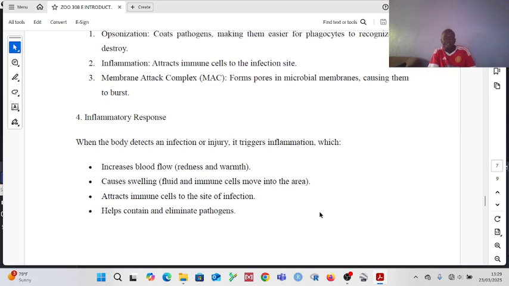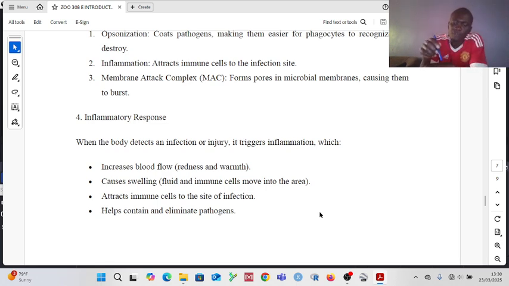The fourth component of the innate immune system is the inflammatory response. So wherever there is an infection or an injury within your body, an inflammation will be triggered. Okay, so your body, after detecting either an injury or an infection, will trigger inflammation. Through the triggering of the inflammation, there will be an increase of blood flow.